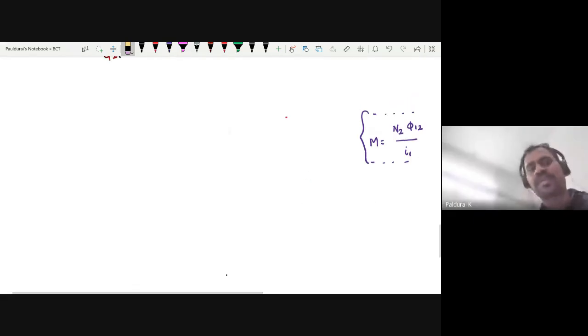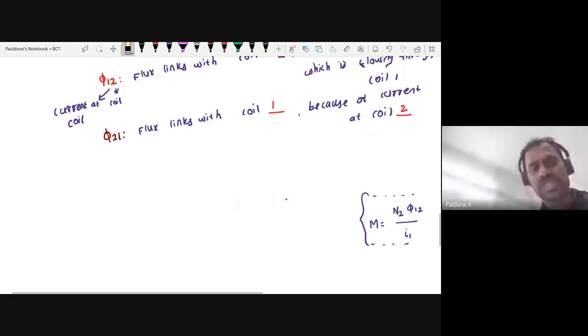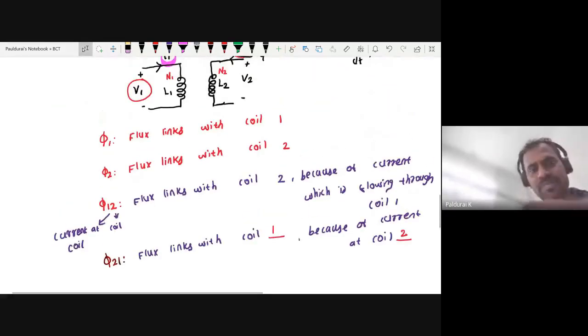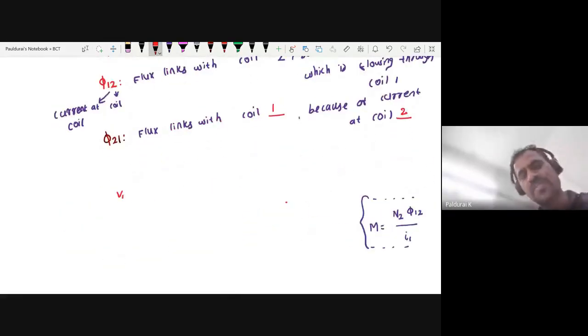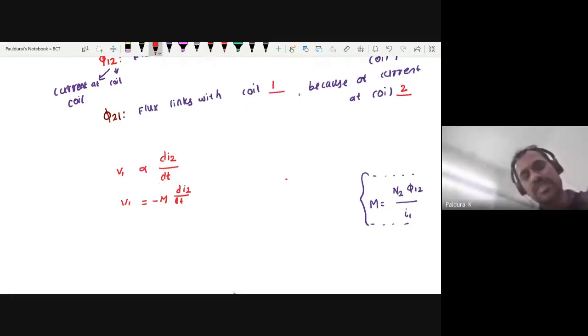Here you have two voltages, V1 and V2. What is V1? Because of mutual inductance, definitely the current flowing through coil 2, the rate of change of I2, di2 by dt. In order to remove the proportionality, it is minus M di2 by dt. It is my V1. This is because of mutual inductance. This is as per property.